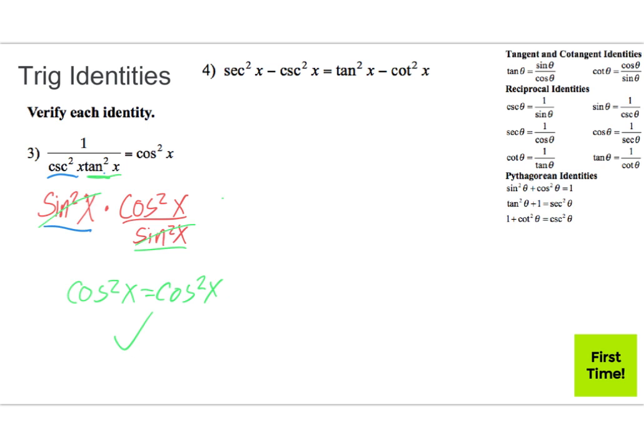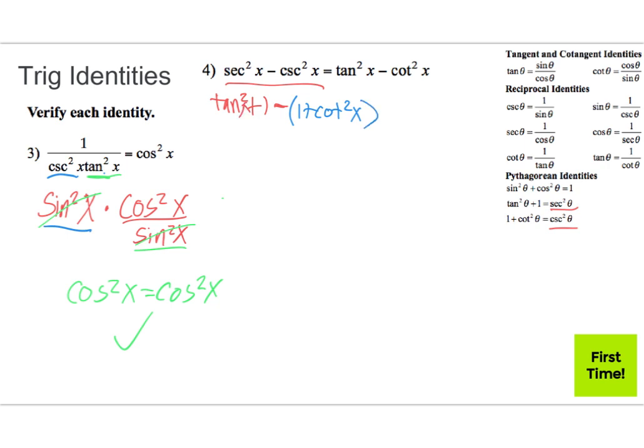For the next one, we've got secant squared minus cosecant squared is equal to tangent squared minus cotangent squared. Doesn't really matter which side I start with here. If I take a look at my identities, I notice I've got secant squared, cosecant squared by itself, so it might make sense to start on this side. So secant squared, using what I just underlined, is going to be tangent squared plus 1, and then we're subtracting cosecant squared, which is 1 plus cotangent squared x. I also forgot my x in my tangent squared.